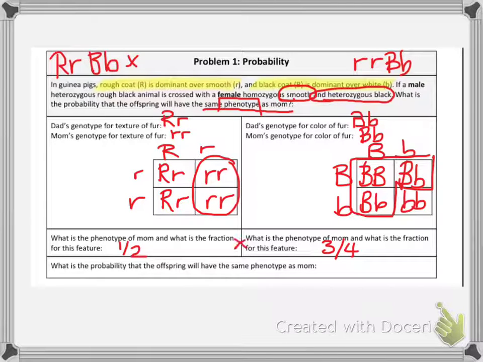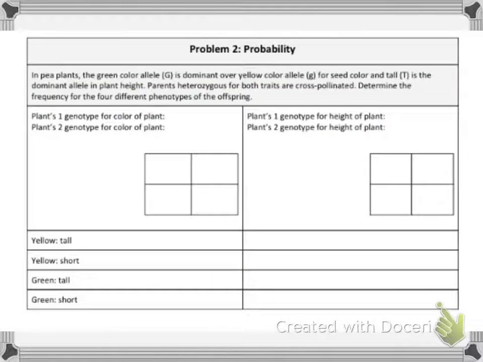I will then multiply those two together. So what is the probability that the offspring will have the same phenotype as mom? So 1 times 3, 3, 2 times 4, 8. So that is the answer for problem number 1. Then on to problem number 2.